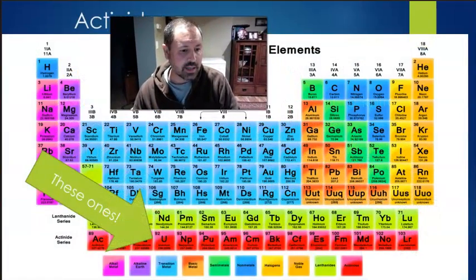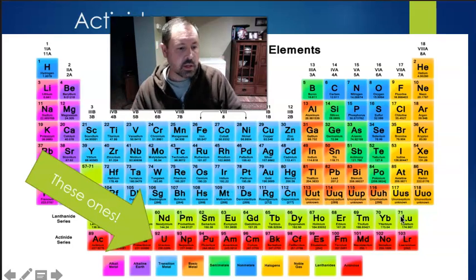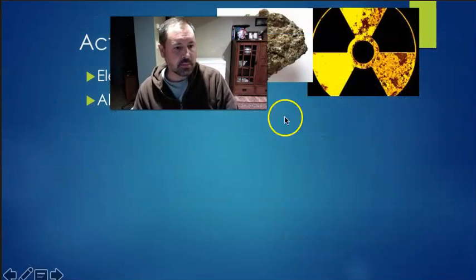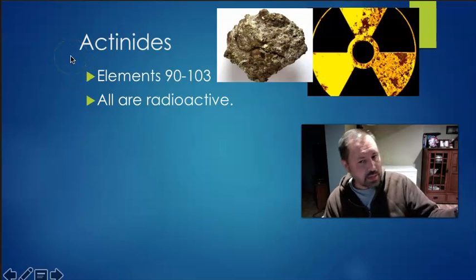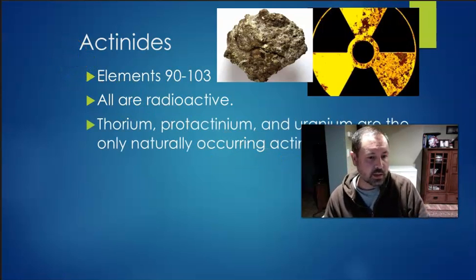Now we're at the actinides. We're at the red stuff down here. Okay, so lanthanides were these ones. Those were the rare earths. And these ones are the actinides. Almost all of them are radioactive. Let's talk about the actinides. First off, not almost, they are all radioactive. Number 90 through 103, they're all radioactive.